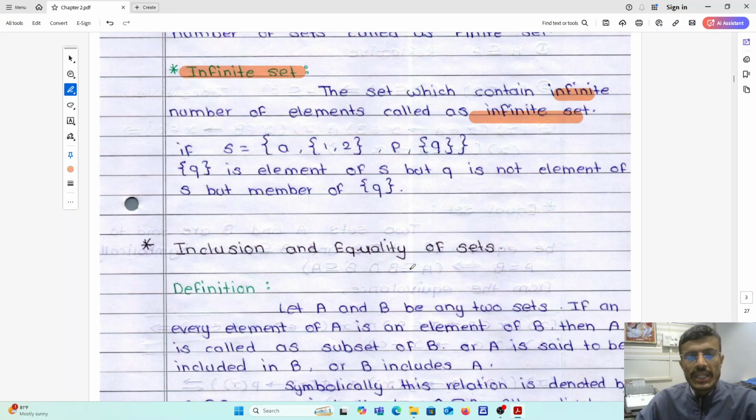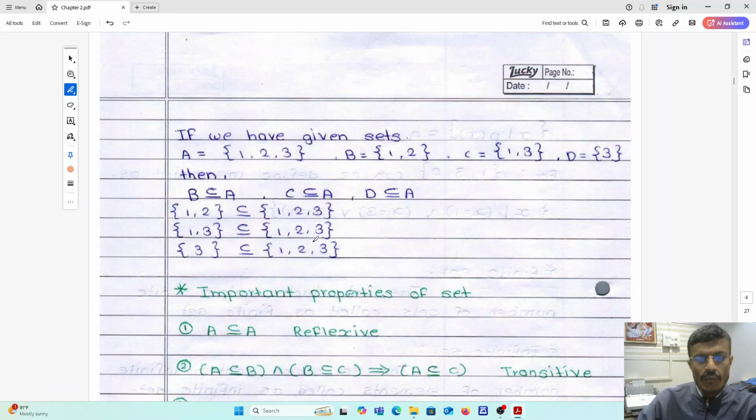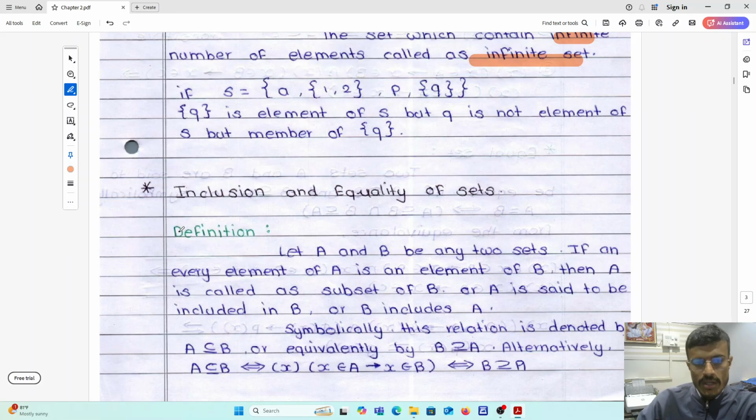Fine. Then inclusion and equality of sets. So what is meant by inclusion and what is meant by equality? Let us see one by one the definition of inclusion. See here the definition of inclusion. Let A and B be any two sets.